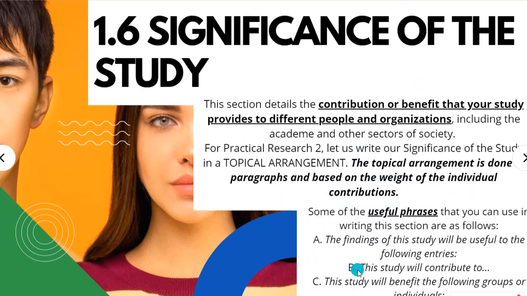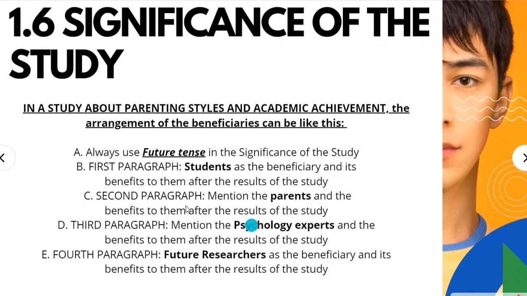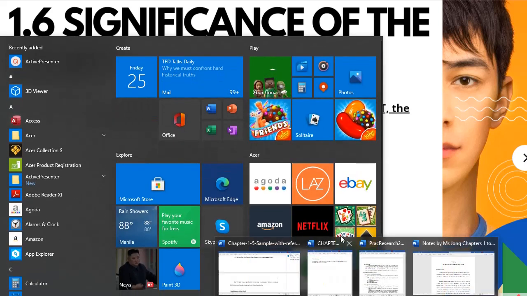Okay. So, for instance, in a study about parenting styles and academic achievement, the arrangement of the beneficiaries can be like this. Okay? Again, use the future tense sa significance of the study. And take note, significance, na siya guys, significance. Di siya significant. Significance. Okay? Please observe the proper spelling. So, first paragraph kay students, ang beneficiary, second kay parents, third kay psychology experts, fourth kay future researchers, something like that.